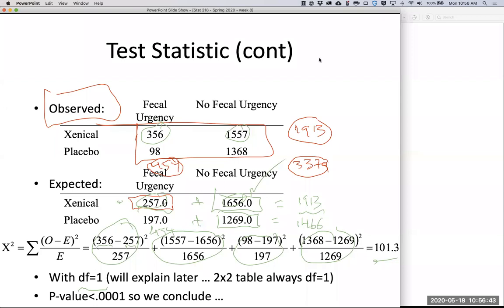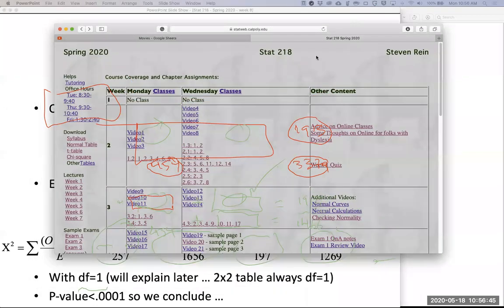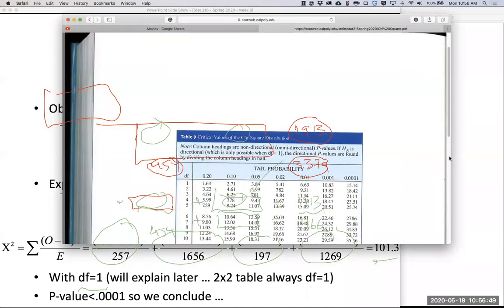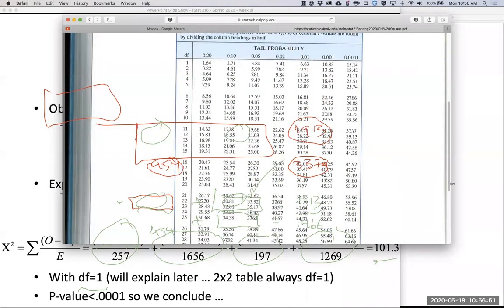So I drag over here in our chi-square table with 1 degree of freedom. Let's pull it up to the top so we can see it. Our chi-square value with 1 degree of freedom of 15.14. Our 101 is even higher than that. So our p-value, our upper tail area, is less than 0.0001.